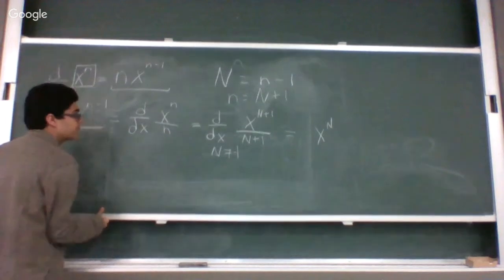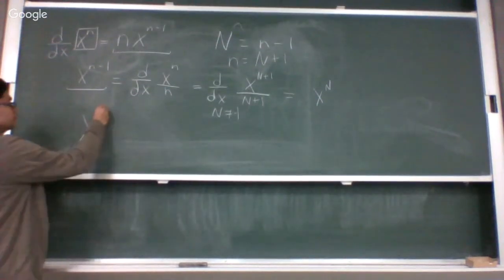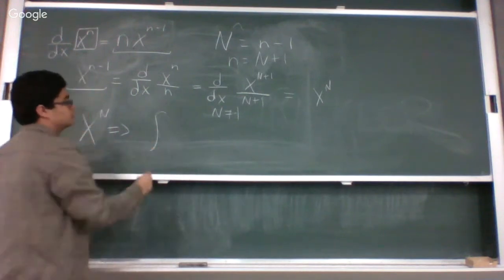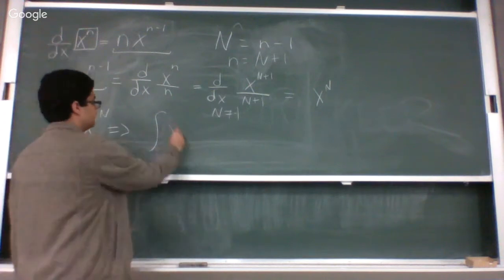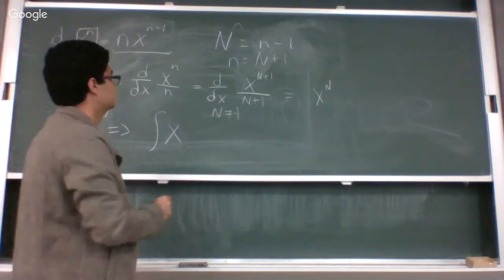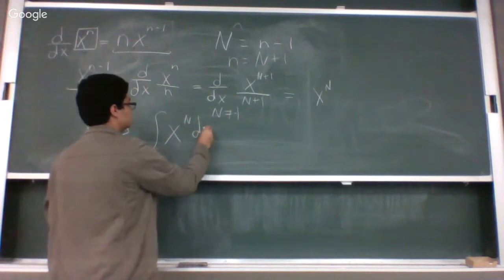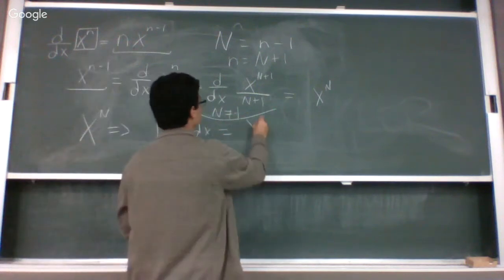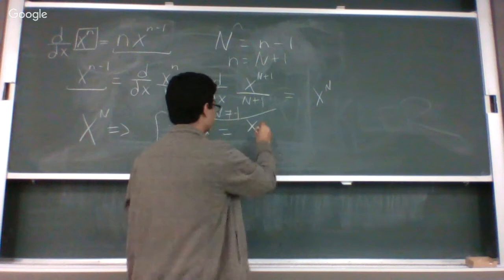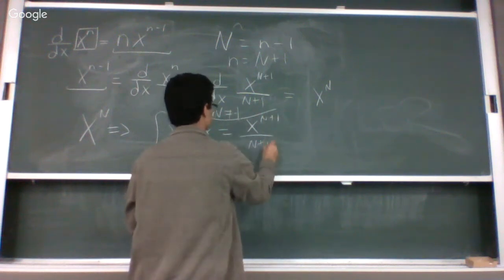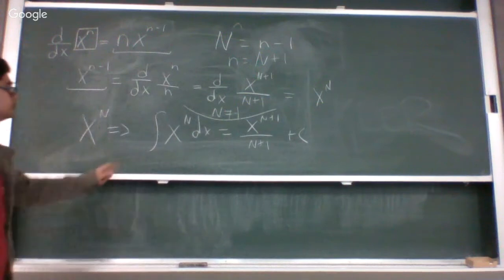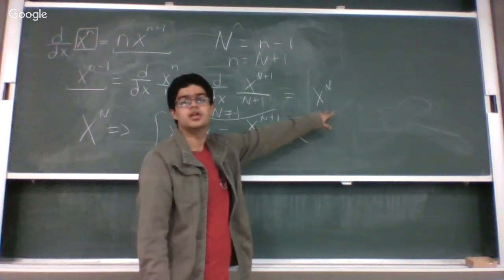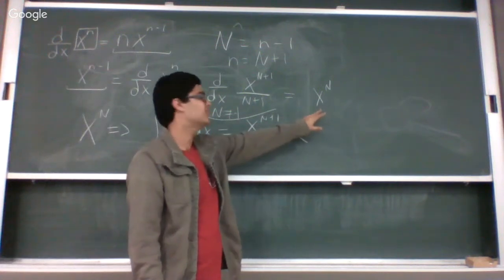That means x to the big N is therefore the integral of x to the n dx, equal to x to the n plus 1 all over n plus 1 plus c. You guys understand up to this part?